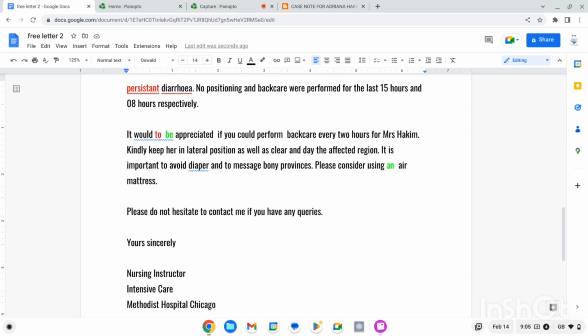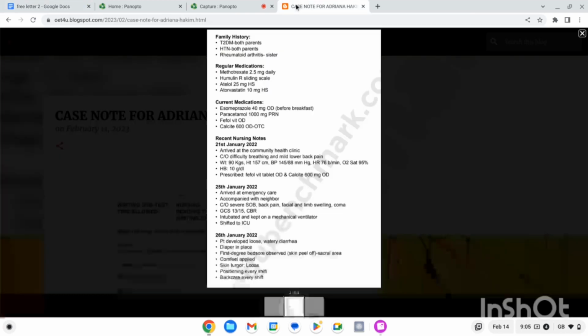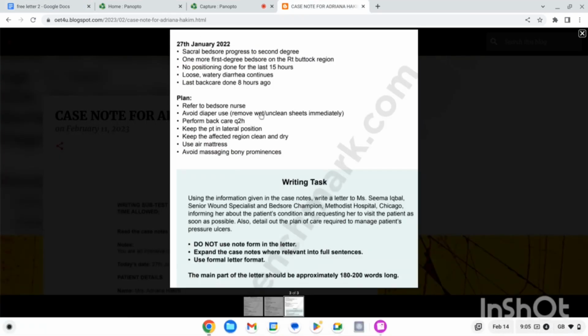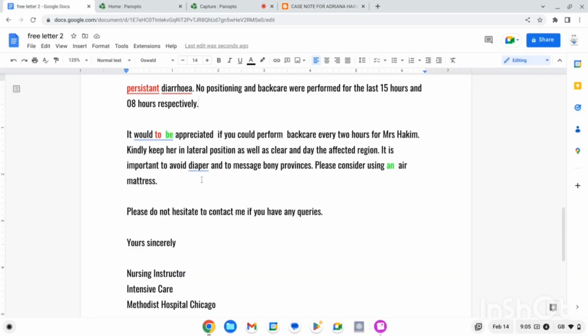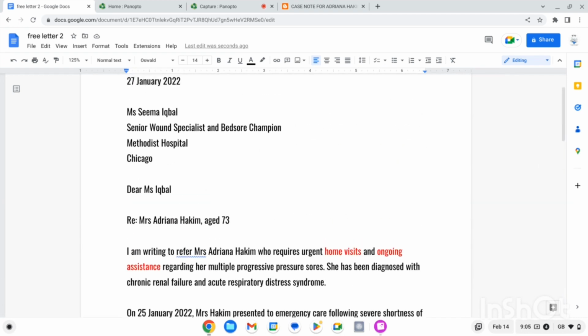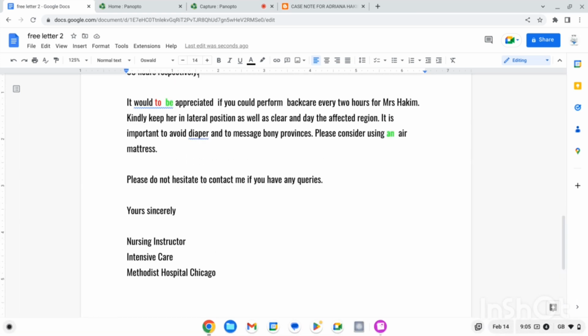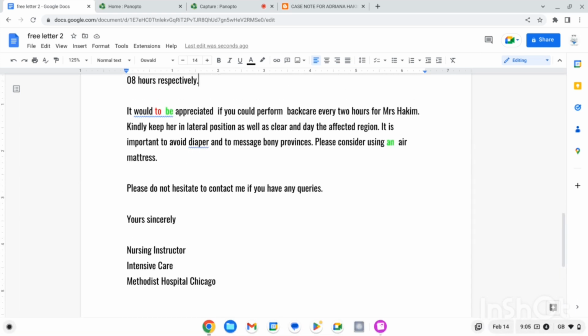Then again, what is the nursing care we have to provide to Mrs. Hakim is another important thing. When it comes to the plan, you should write in a nice manner, so it would be appreciated or highly appreciated. If you could perform back care every 2 hours for Miss Hakim, is that correct? Because we are writing to the nurse in charge. What's the recipient's name? One second. Seema. So we are writing to nurse Seema, because she need urgent treatment. Write it again in a different paraphrased sentence.